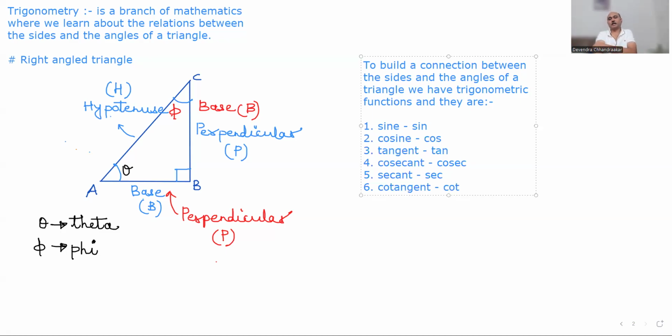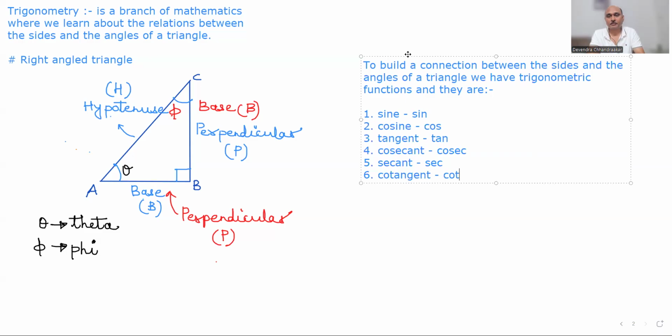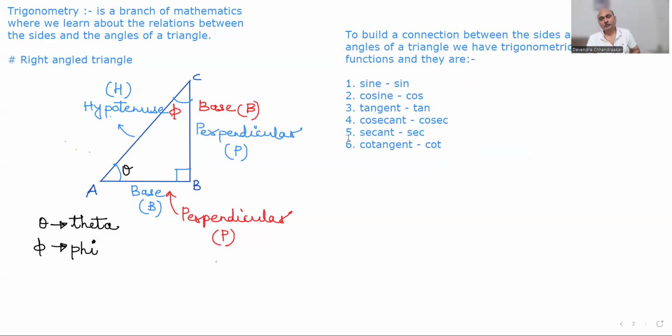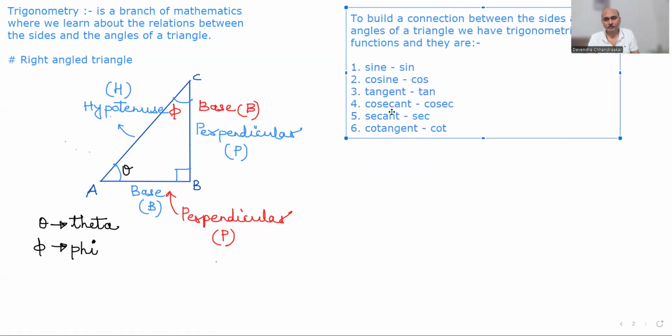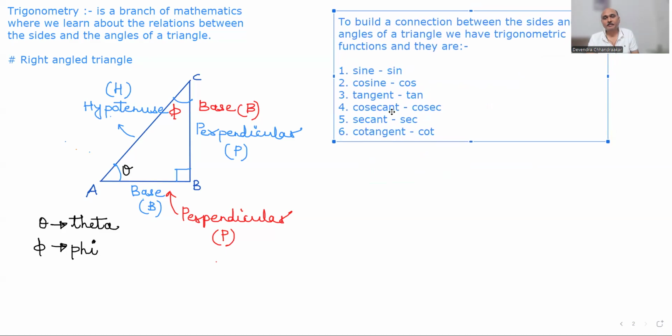So sine, cos, tan, cosec, sec, and cot. These are the 6 basic functions of trigonometry. I hope all of you understood this. Yes or no? Yes, sir. So now the question arises. Please don't write it. I'll give you time to write. So don't worry about it, right? Now the question arises, how do they build the connect?